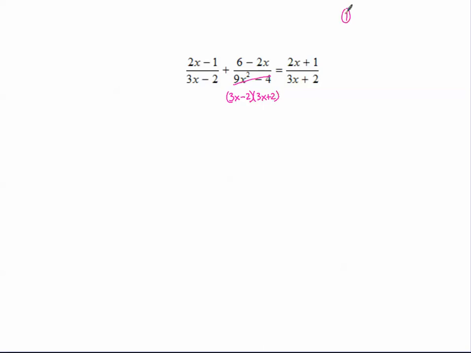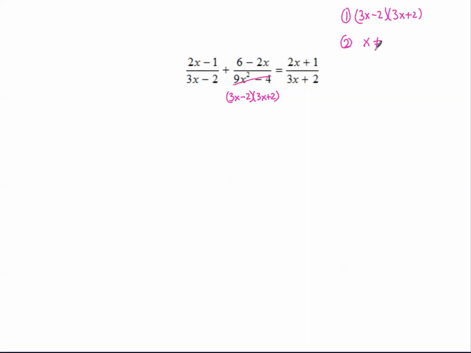So 1, building the LCD. Left to right, I need a 3x minus 2. Now onto the second term, 3x minus 2. Already got it. Need a 3x plus 2. Good to go. Moving on, I need a 3x plus 2. Already got it.